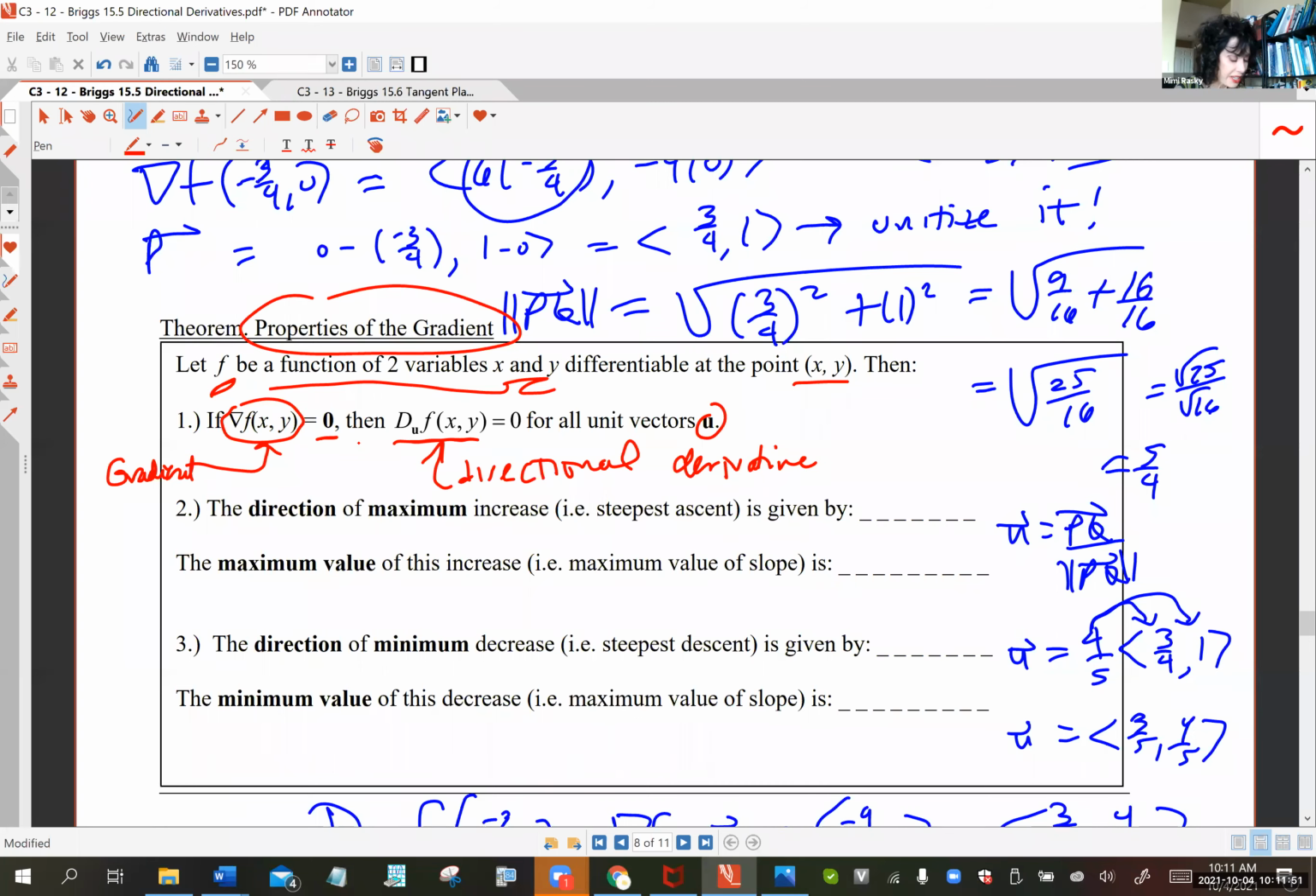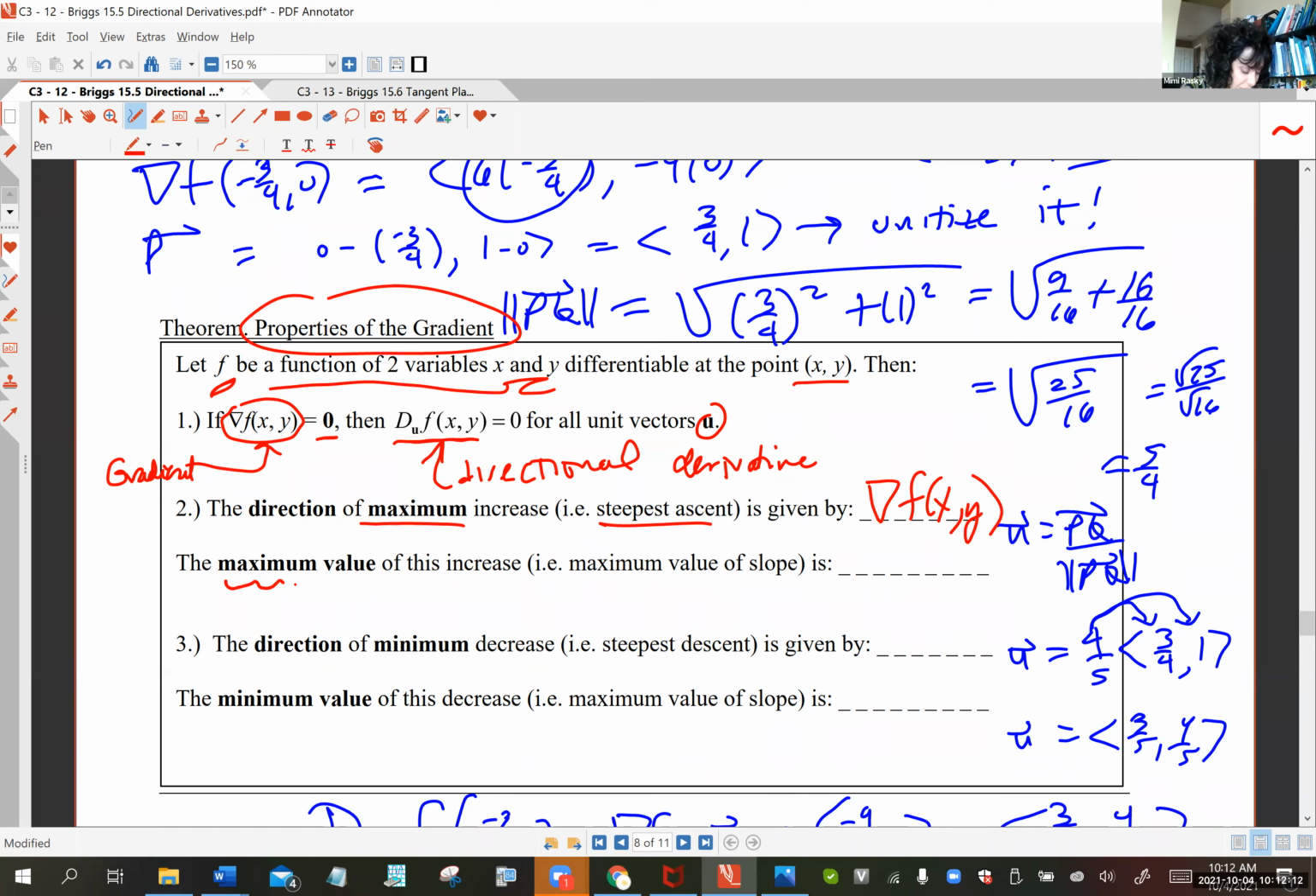Number two, the direction of maximum increase, that's like maximum slope, also known as steepest ascent, is given by blank. That direction is actually given by the gradient. Fill in the blank.